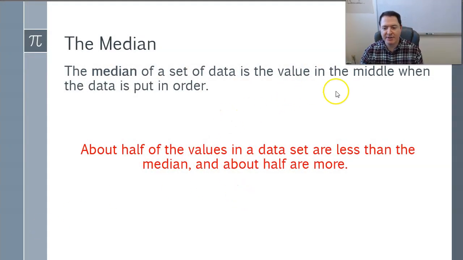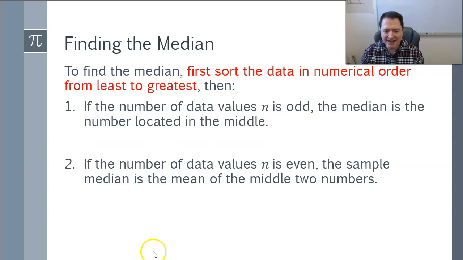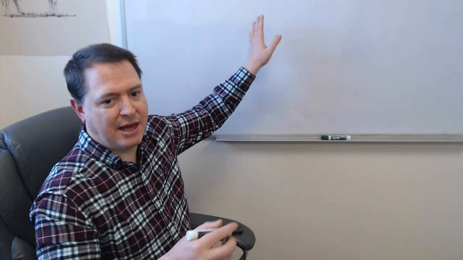And again, the idea is we're starting with an intuitive sense of what we want this to mean, and then we figure out how we would calculate it from there. Okay, so it's this value in the middle when data is put in order, and the idea is that about half of the values are going to be less and half are more. However, as soon as I say it's the value in the middle when the data is put in order, we come across an immediate problem, and that is that I'm only going to have a true middle number when I've got an odd number of data points.